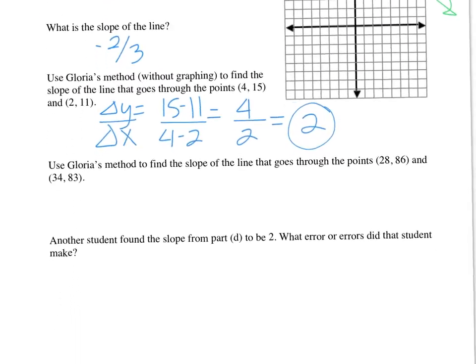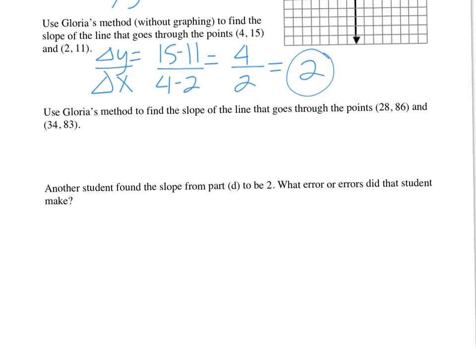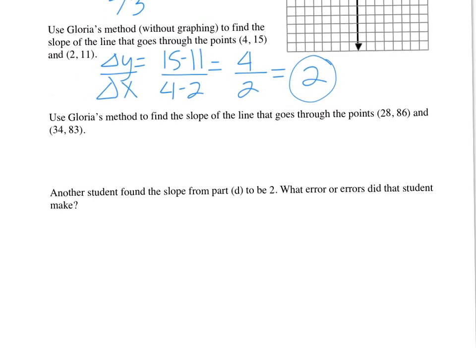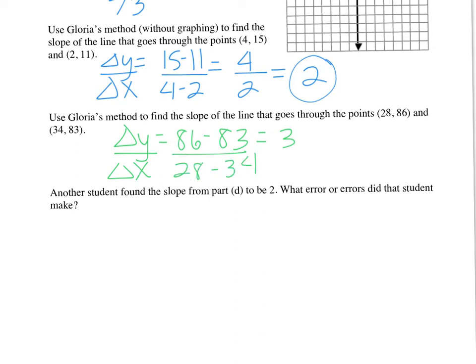Using Gloria's method to find the slope of the line that goes through the points (28, 86) and (34, 83). So change in y is going to be 86 minus 83, which is 3. Change in x is going to be 28 minus 34, which is going to be -6, which we can reduce to -1/2.